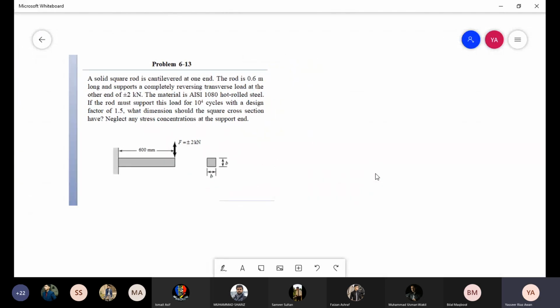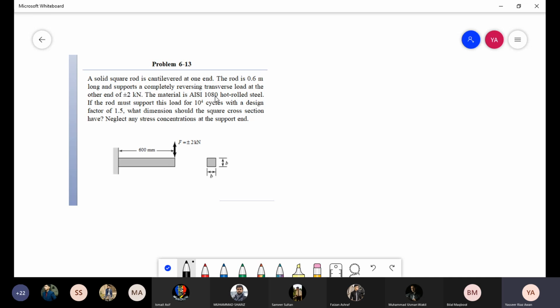So now this is more of a design problem where we have a rod that is cantilevered at one end. That means we are talking about bending, and the rod length is given as 0.6 meters, so 600 millimeter, and the loads are completely reversing. Again, everything we are discussing is only valid for completely reversed load, of plus minus 2 kilonewton.